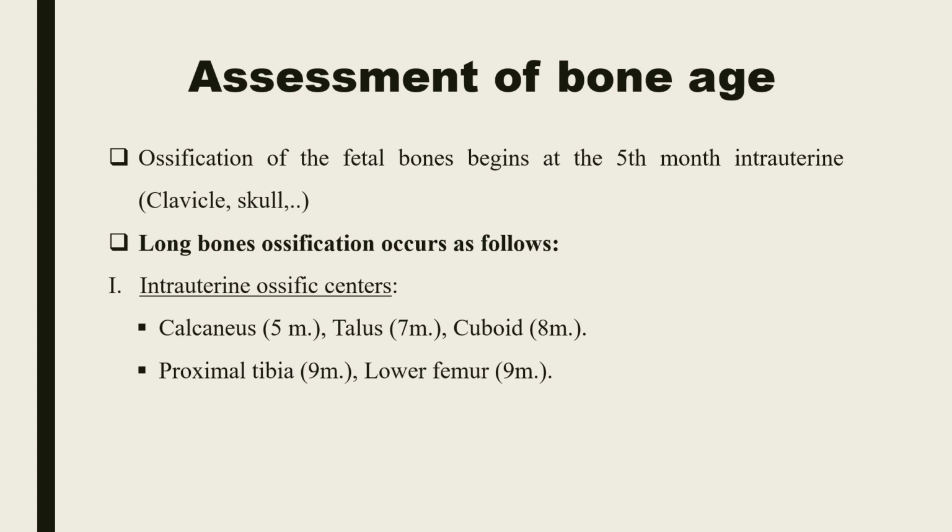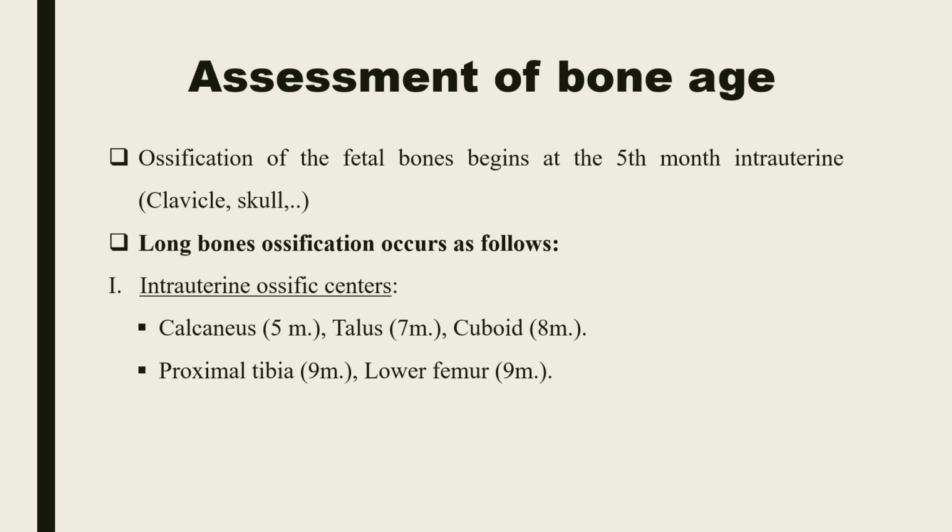Another tool is the assessment of bone age. During fetal life, there are some ossification centers that begin at the age of 5 months intrauterine, like long bone ossification occurring in the calcaneus, talus, cuboid, proximal tibia, and lower femur. These are the intrauterine ossific centers.